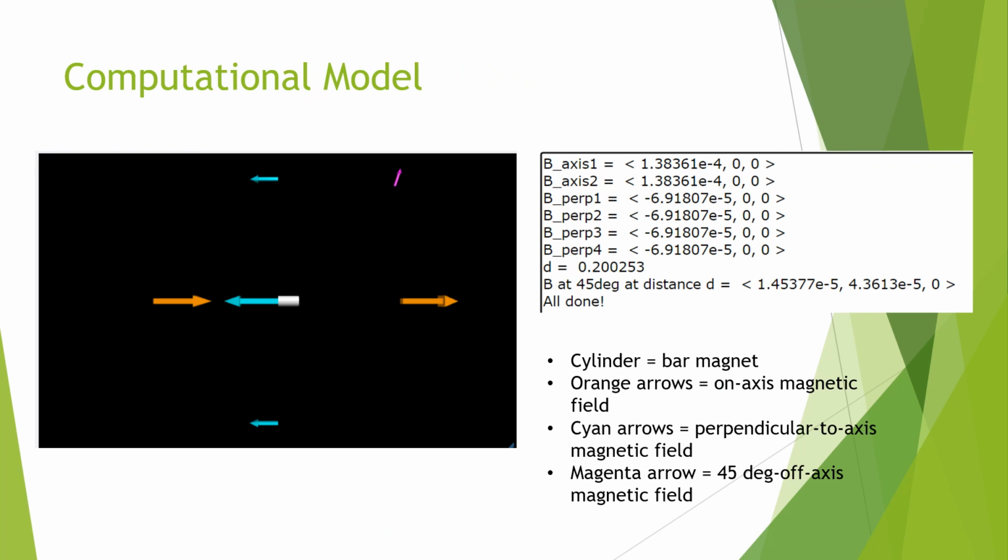And then here's the model itself. The cylinder in the middle is the bar magnet. Orange arrows represent the on-axis magnetic fields. Cyan arrows represent the magnetic fields perpendicular to the axis. And then the magenta arrow is the magnetic field 45 degrees off the axis.